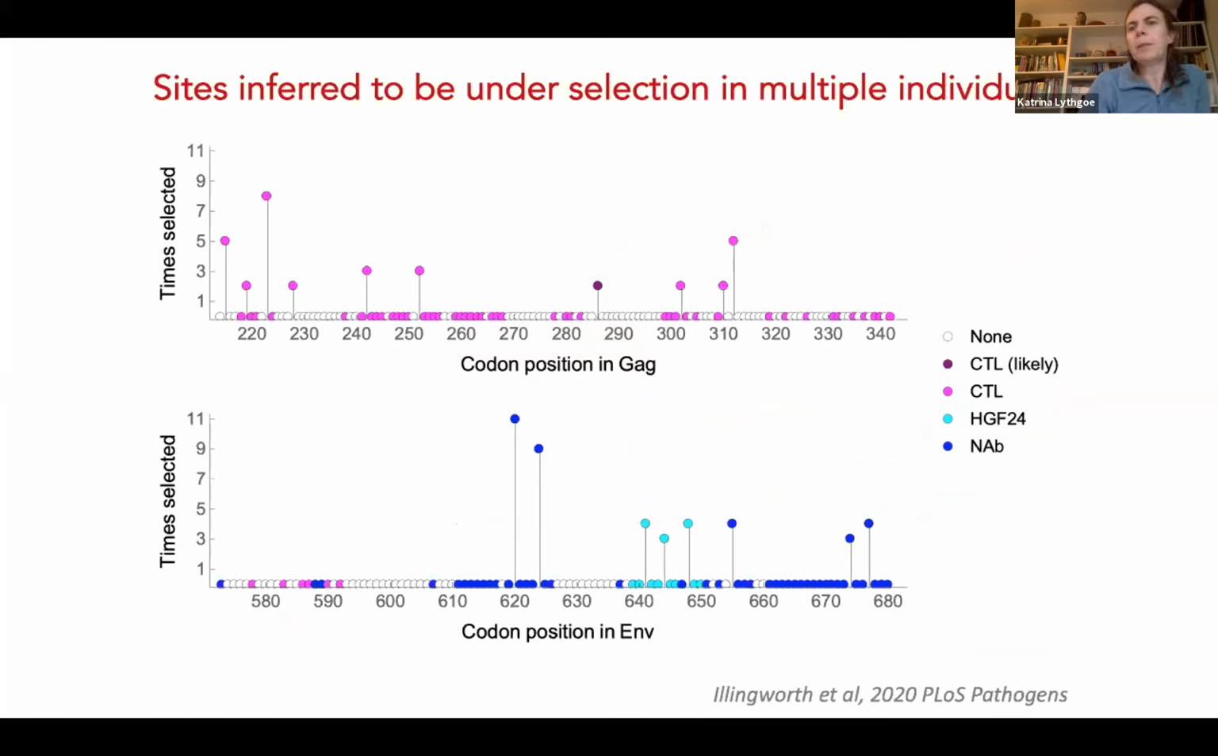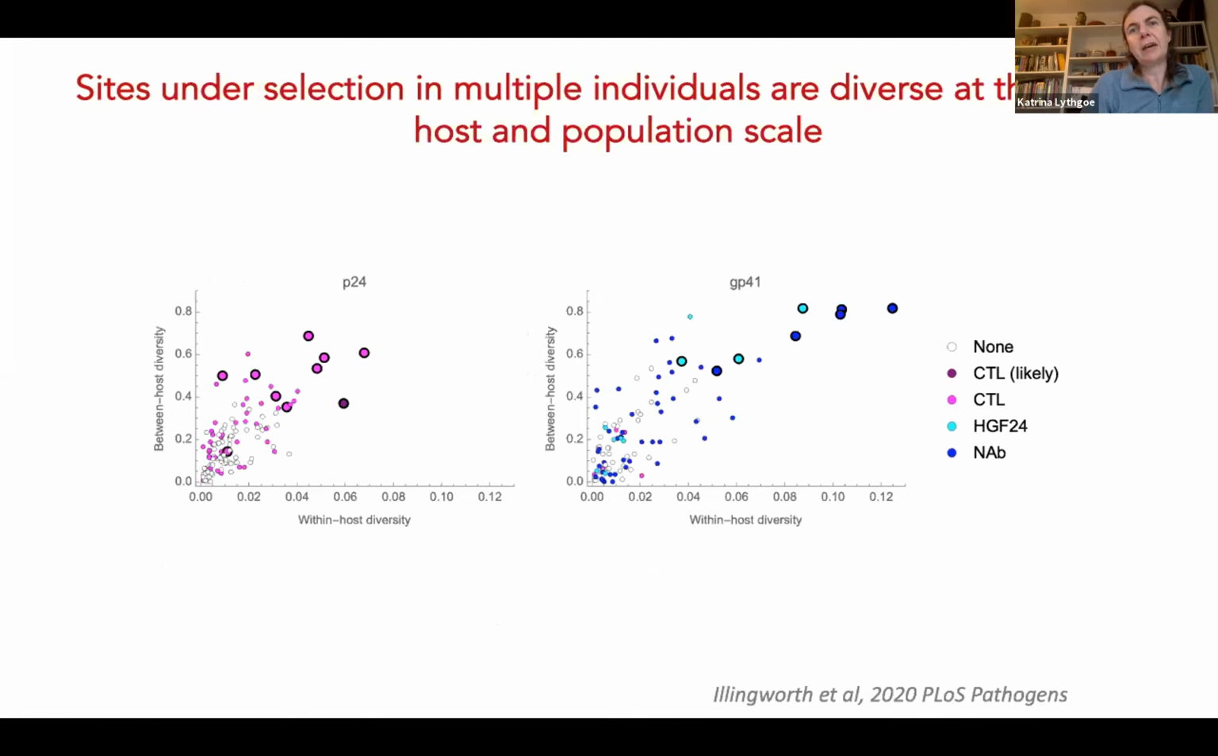And this has an effect on diversity at the population scale. Going back to what Josh was saying earlier, those sites in the genome which are more prone to CTL escape or antibody escape, we also see much more diversity at the between host level, within sequences at the between host level. And this potentially has implications for phylogenetic analyses, because we generally tend to treat sites as being neutral variable sites, and actually this might be far from the case in HIV.